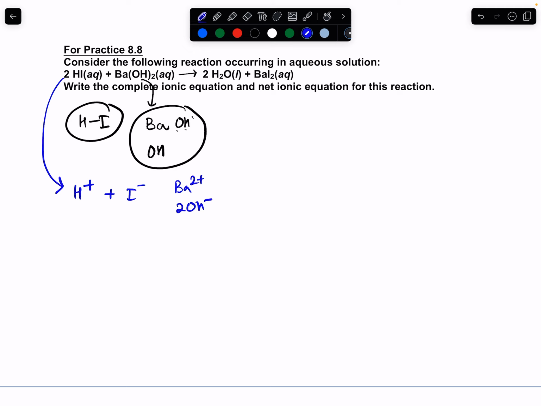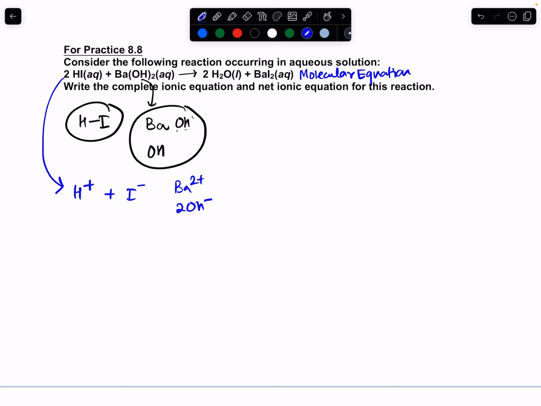Okay. So when the question says to write the complete ionic equation and net ionic equation, the first thing we need to understand is that what's given to us here, the complete balanced equation as we normally see it, is the molecular equation. This equation is a molecular equation. The next step is to take that molecular equation and break it down into its constituent ions, and that would be the complete ionic equation.